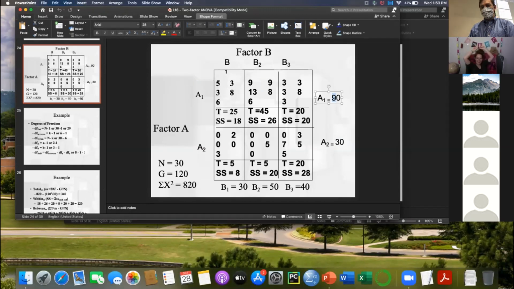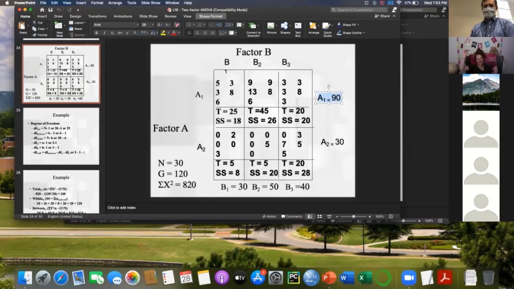Yeah, no, I got it. Because I've been just squaring the numbers, the T's inside, like 25, 45, and 20. Yep. And then adding them together. And then, okay. So then it'd be 90 squared over 15? 15. Yep. Okay. Plus 30 squared divided by 15 down here.